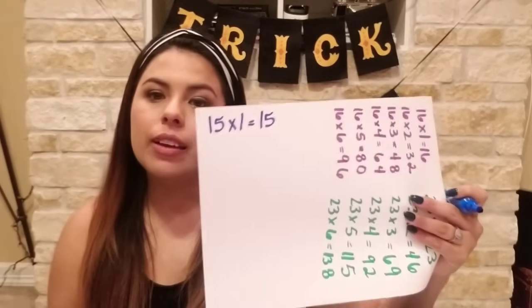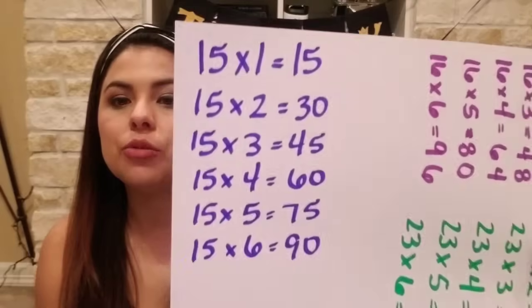So right now we have 15 times 1, and we know that one is 15. Easy peasy. 15 times 2, that should be 30. I'm just going to keep going. 15 times 3 is 45. 15 times 4 is 60. 15 times 5 is 75. And then 15 times 6 is 90. Yeah. So that's what you should have so far.